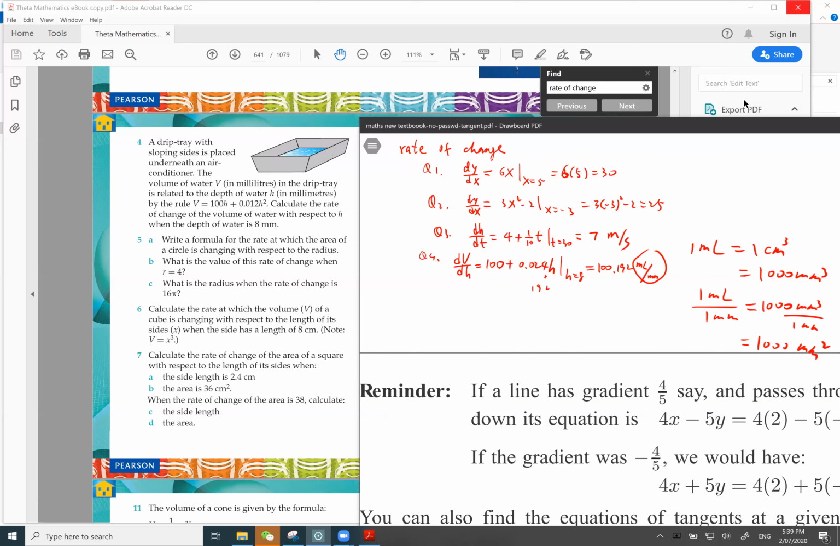Sometimes we have this case: V is in meter cubed, h is in meter. So dV/dh, you can really just write m cubed over m. You don't need to simplify it. Ethan, okay? You don't need to simplify the unit, because in NCEA, we focus on the math part, not the science part.